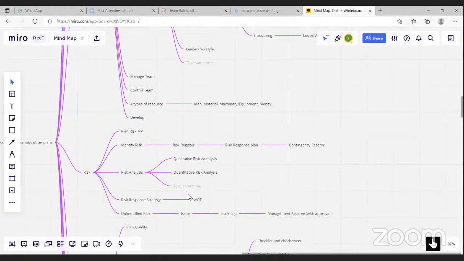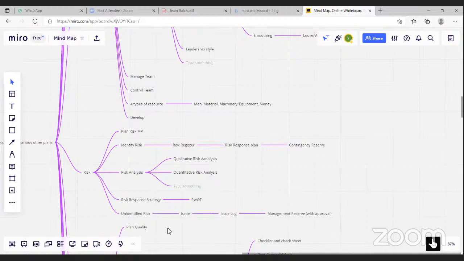And then we have risk. We plan the risk properly. First, we identify it, and we put that in the risk register, and we make a plan for that. Okay, and we make a contingency reserve for that. And for risk analysis, we do qualitative and quantitative. Mostly it is qualitative risk analysis that we do, and there are different tools and techniques for the risk analysis. And we plan the risk response strategy.